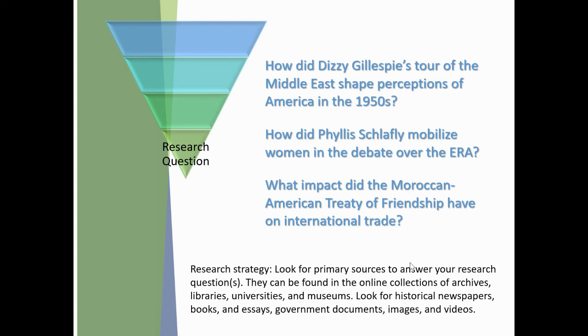My research strategy here is to get into those primary sources. And you might have noticed that this inverted pyramid also refers to the research. You started with really broad research, and now you're getting down into the narrow research, the primary sources. Primary sources can be found in the online collections of archives, libraries, universities, and museums, or in-person collections if you're able to get to them. You can look for things like historical newspapers, books and essays, government documents, images, and videos.